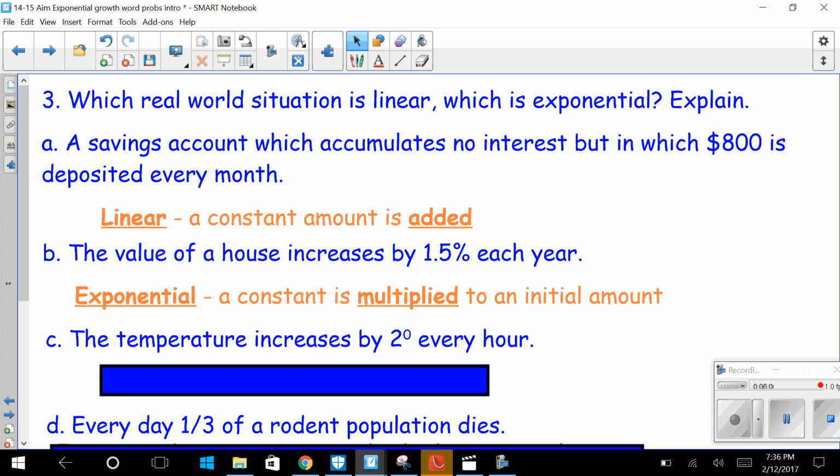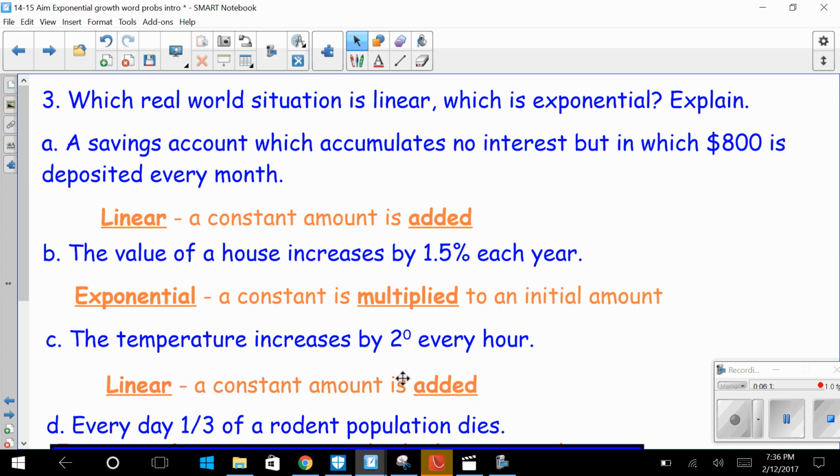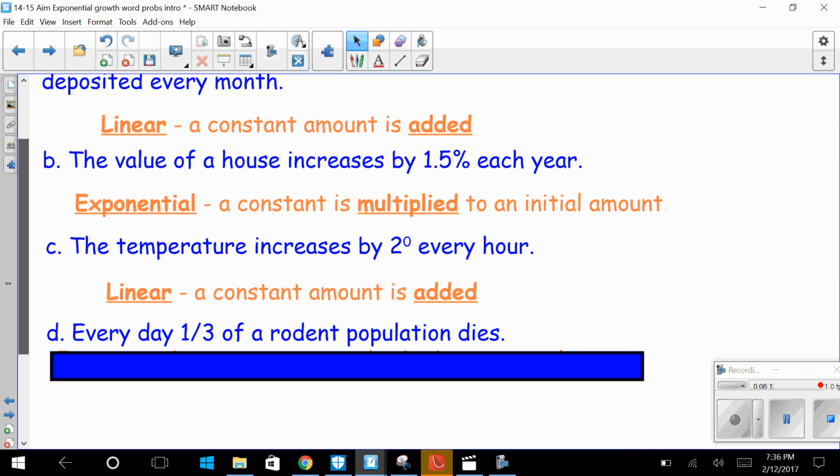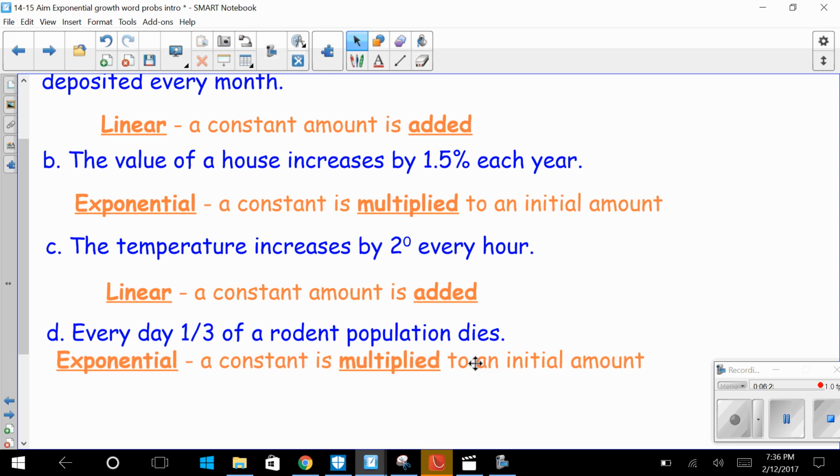The temperature increases by 2 degrees every hour. So is that an addition problem or is that a multiplication problem? If it's increasing by 2, then you keep adding 2, which means it's going to be linear because a constant amount is added. Every day, a third of a rodent population dies. So that means that you keep multiplying by a third over and over again, which makes this an exponential situation.